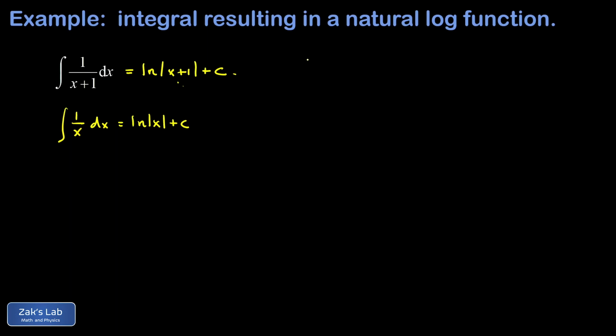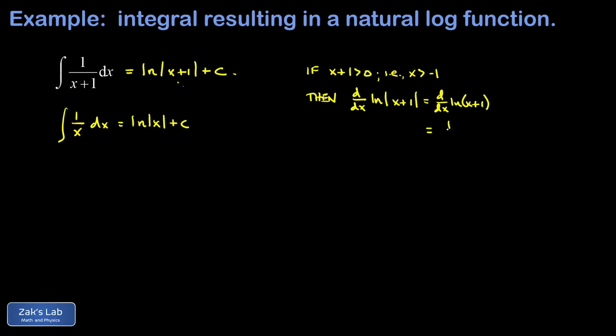So the absolute value is a piecewise defined function. It does nothing if its argument is positive, and it multiplies by -1 if its argument is negative. So I could say if x plus 1 is greater than 0, in other words, x is greater than -1, then the derivative of the natural log of the absolute value of x plus 1, well, that's just the derivative of the natural log of x plus 1, because the absolute value does nothing to positive numbers.